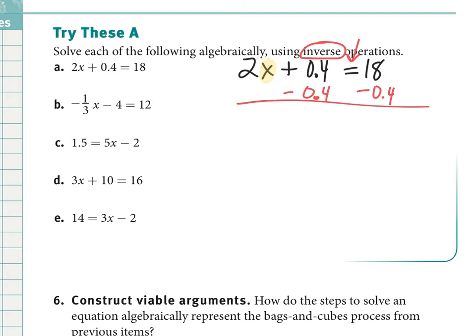Okay, and then what that gets us, the plus 0.4, when we subtract it off, just cancels that out. And we are left with just 2x. And then 18 take away 0.4 is going to be 17.6. Okay, you always want to do the adding and subtracting first.